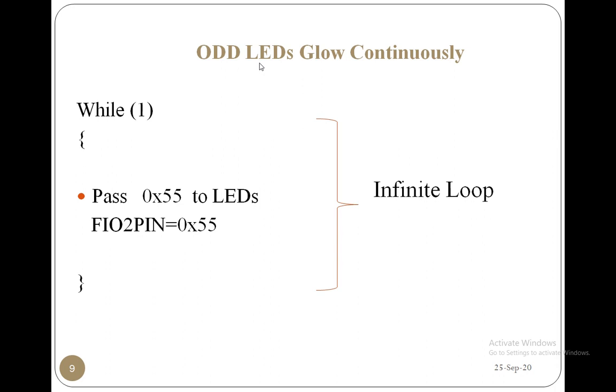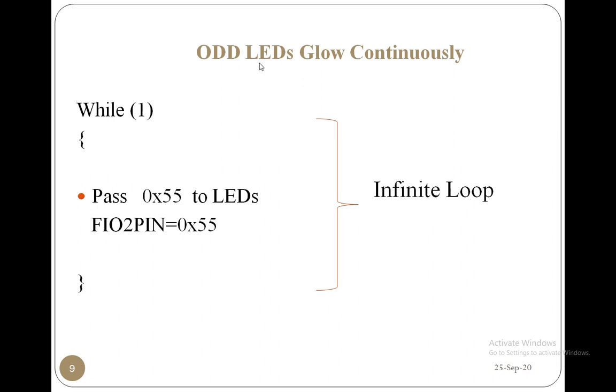Three important statements: the first one is PINSEL10 equal to 0, which we use to make all the pins of port 2 general purpose input output pins. After that I want to make the pins output pins, because we have to send the signal from the processor to the LEDs through those pins. That can be done by using the FIO2DIR direction register. If FIO2DIR is all ones, then we are specifying port 2 pins 0 to 7 as output pins. After that we give the data, which LEDs have to glow, by using FIO2PIN, right?